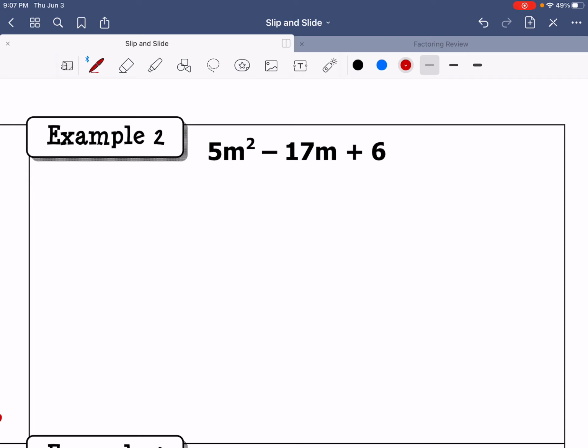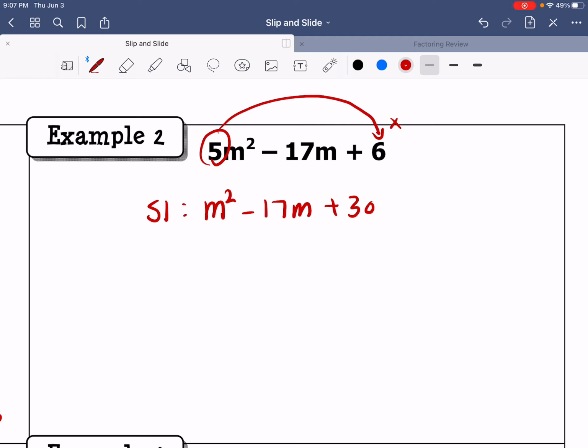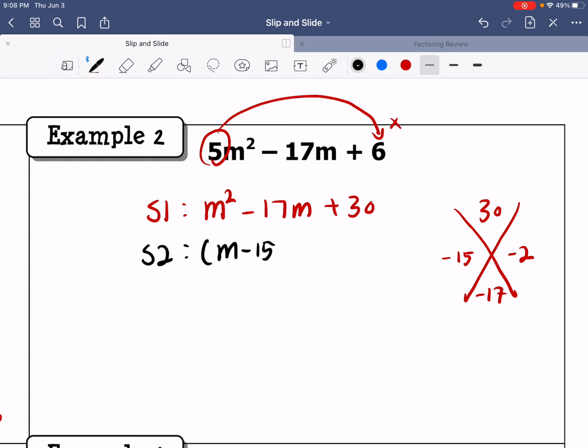So, here we go. Slip the first number to the last number and then multiply. So step 1 is to multiply 5 times 6 is 30. And let's see what can give you positive 30 on the top and negative 17 on the bottom. And to me, negative 15 times negative 2 will give you this. And I know some of you are not very comfortable with finding those factors. And the only way to get better is to practice looking at it. Okay? So, and then we're not done.